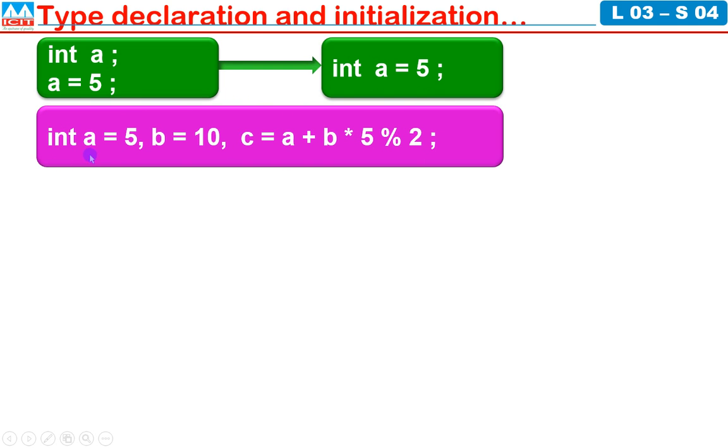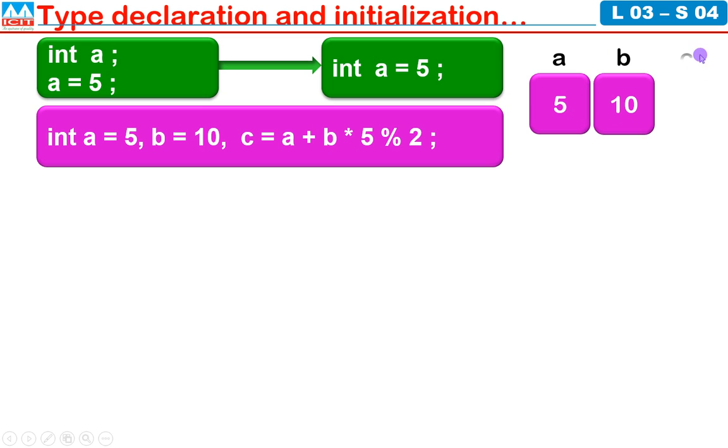What about this statement? Int a equal to 5, b equal to 10, c equal to a plus b star 5 modulo 2. A equal to 5: you are assigning 2 byte space to the variable a, and in that you are going to store 5 value. B equal to 10: another 2 byte space will be reserved to the variable b, and in that you are going to store 10 value.